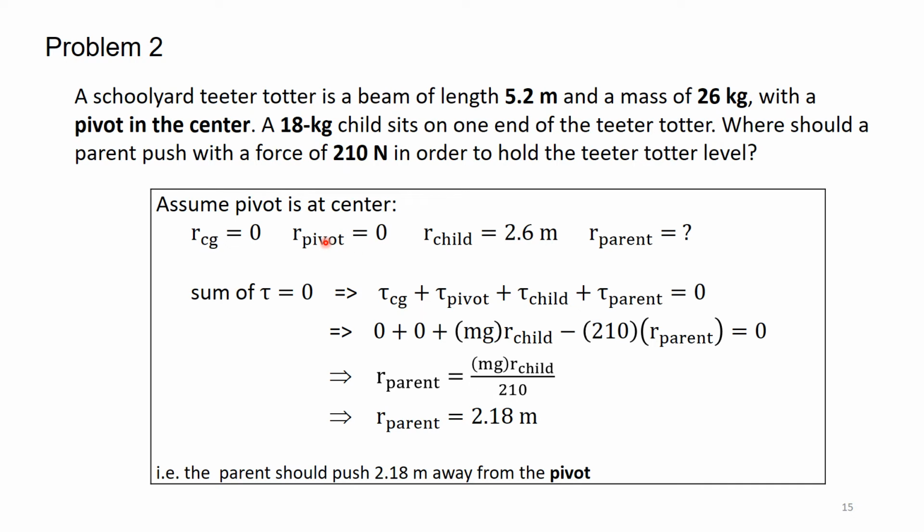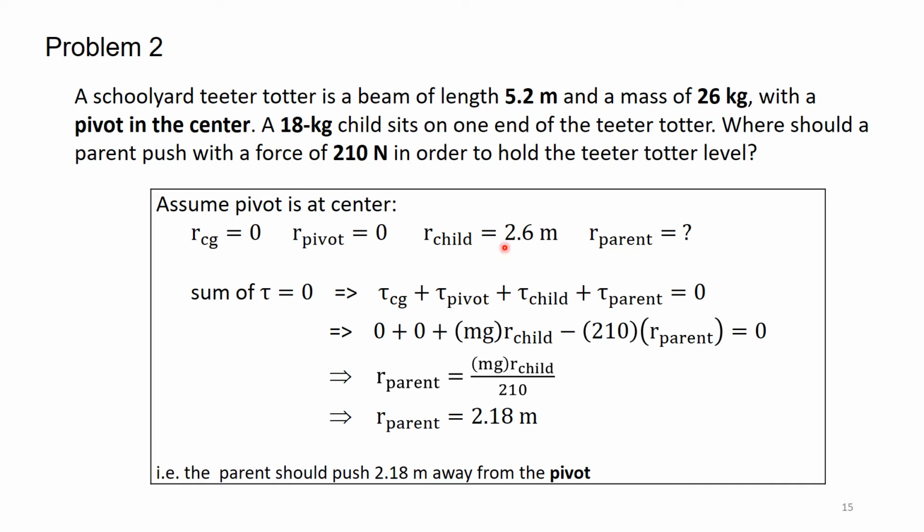And then there is a force at the pivot, the normal force, which should also have R value of 0 because we are choosing the pivot where the force is acting at. Then we have the R value of the child that's given, 2.6 meters from the pivot. So it's not given directly, but it tells you the length of the beam is 5.2 meters, and the pivot is at the center, and the child is at one end. So distance from the end to the center must be half of the length of the beam. So half of 5.2 is 2.6. And then the R value of the parent is what we're trying to find.